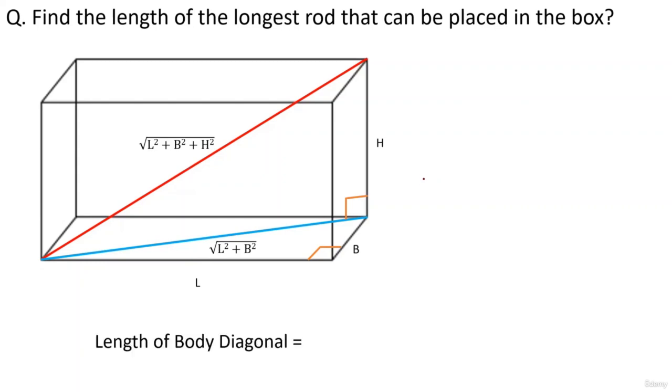For the box or for the cuboid, the length of the largest rod that can be placed inside the box is also called the body diagonal. Length of the body diagonal will be square root of L square plus B square plus H square. So you can remember it as a formula, the length of the largest rod that can be placed inside the box.